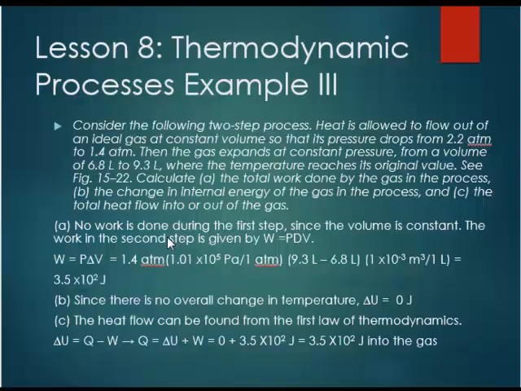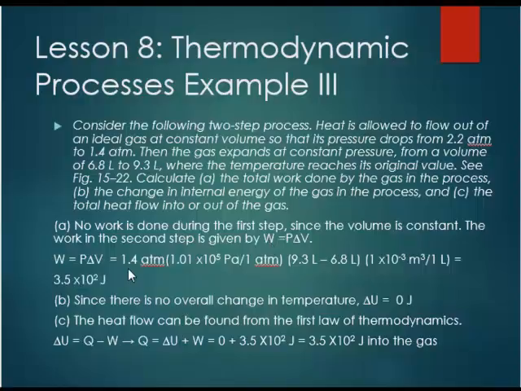So now we want to calculate A, the total work done by the gas in the process, B, the change in internal energy in the process, so the entire process, and C, the heat flow into or out of the gas for the process. If we examine this, we notice there is no work done in the first step since the volume is constant. Notice there was only a pressure change. So the work done in the second step is given by our good old equation here, W equals P delta V.